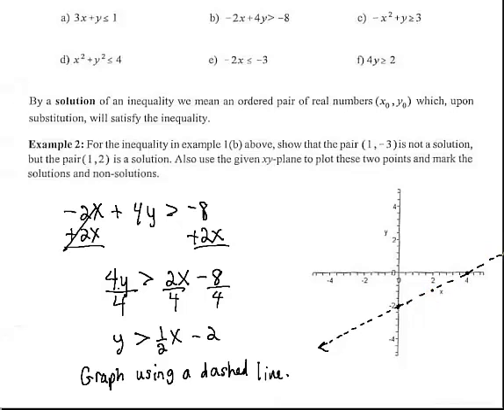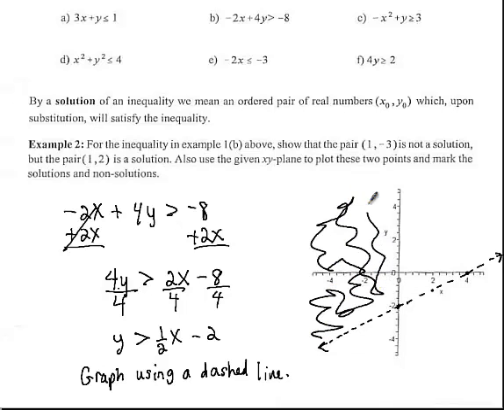Alright, so why is it dashed? Well, y is greater than these points that fall along this line. They are not equal to the points. Okay, where are the points greater? Where is y greater than this line? All up above here. Okay, so we could just shade this region up above the dashed line.